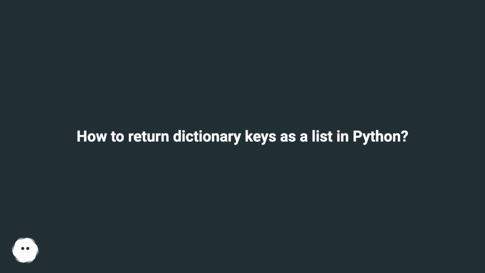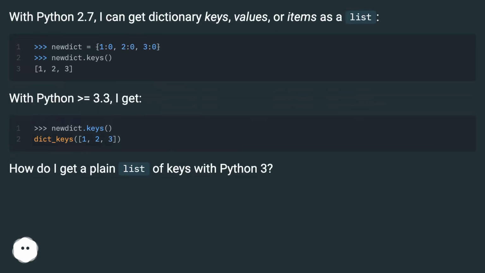How to return dictionary keys as a list in Python. With Python 2.7, I can get dictionary keys, values, or items as a list. With Python greater than or equal to 3.3, I get a dict_keys object. How do I get a plain list of keys with Python 3?